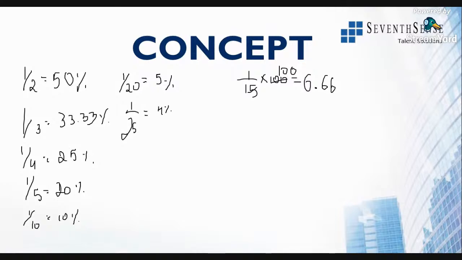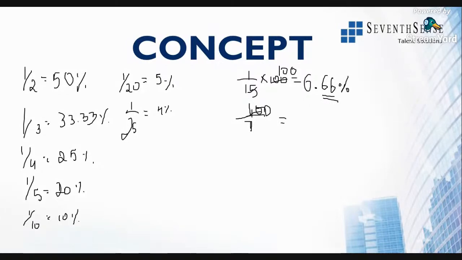For any recurring percentage value, always keep the value in 2 decimal points. Similarly, when it is non-recurring decimal digits, let me take a simple value, 1 by 7. So into 100, it will become 100 by 7.